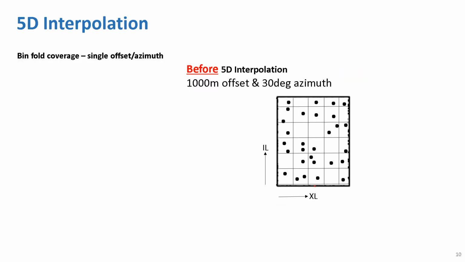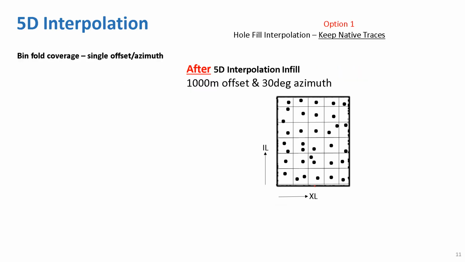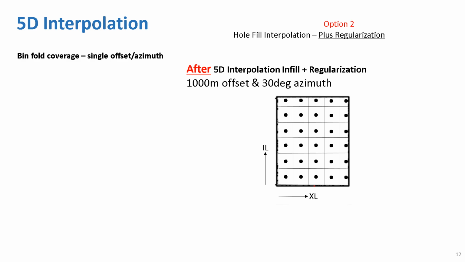Here's before 5D. This is keeping the native traces. And here I've reduced all the two folds to one fold and put everything bin centered. Now, I'm not going to give an opinion on which one I like. Some people like option 1, just the infill. Some people like option 2, plus regularization. A lot of it depends on your individual taste and the native geology. Maybe it reacts better to one than the other.